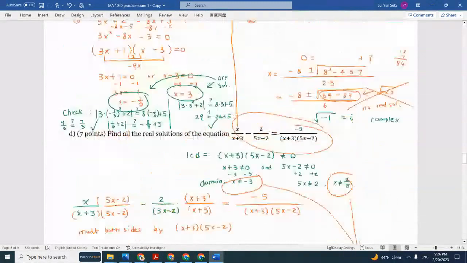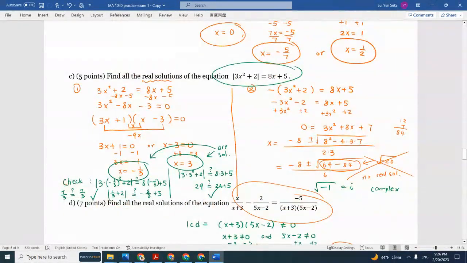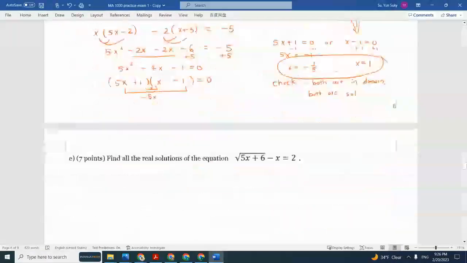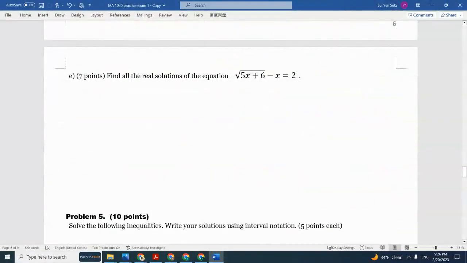Yeah, you get excellent points, because for absolute value, you do plug in the original equations. But for rational expression, you do not plug in the original equation. You just check whether it's in the domain. And for radical expressions, you do plug into the original equations. Yeah, good points. So you can write down the notes here. You plug in the original equations.